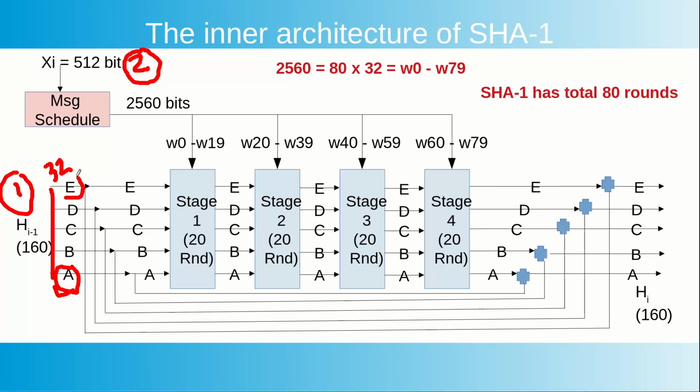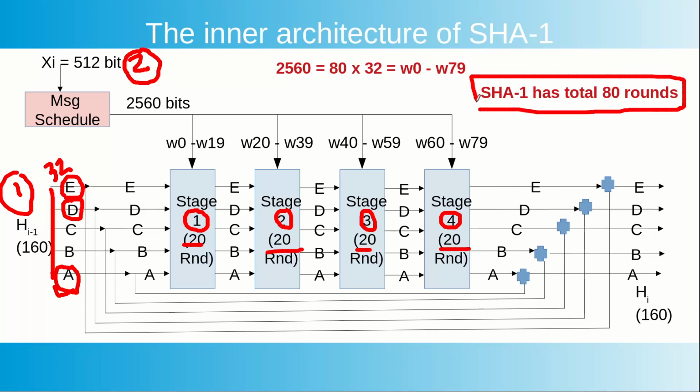So this is 32 bit, 32 bit, 32 bit, 32 bit, 32 bit: A, B, C, D, E, and they are passed to this block diagram. In our SHA-1 there are 4 different stages: stage 1, stage 2, stage 3 and stage 4. Stage 1 will have 20 different rounds, so also stage 2, stage 3 and stage 4. So altogether SHA-1 will have 80 different rounds.